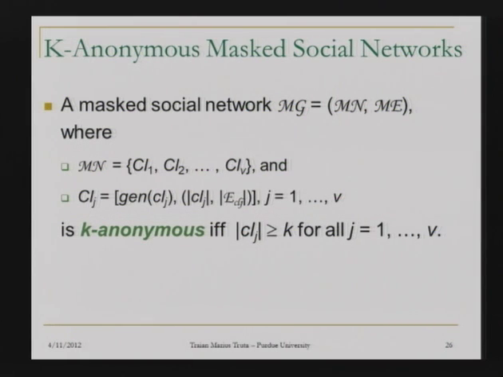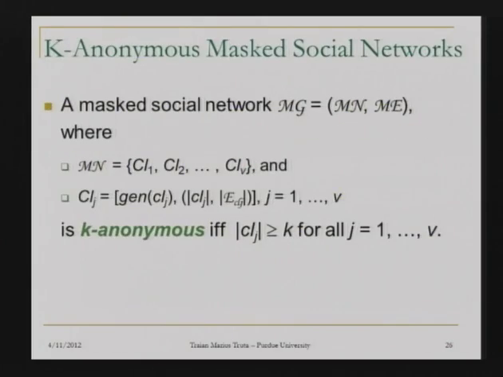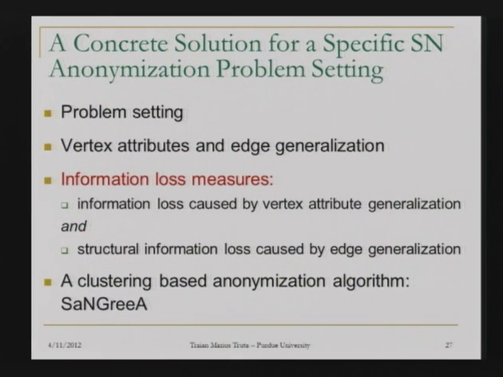Now, a masked social network, we call it K-anonymous if every node in the masked social network has a size of at least K. And in our example, every supernode has a size of at least 3. Therefore, this is 3 anonymous. Now, let's focus on optimizing the anonymous social network through the information loss measure. So we want to measure how much information is lost.